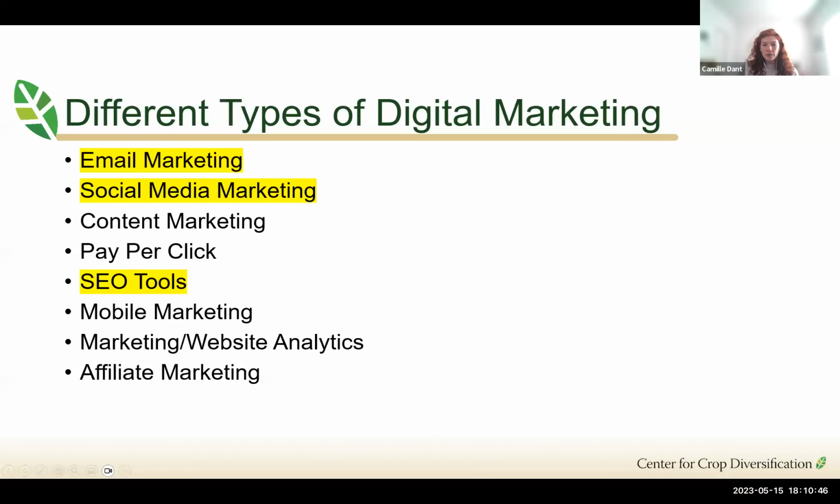So, just some different types of digital marketing. Some of them you may have heard of, some of them you might not have. You have email marketing, social media marketing, content marketing, pay-per-click, SEO tools, mobile marketing, marketing/website analytics, affiliate marketing, kind of thinking of influencers in that regard. But I highlighted email, social media, and SEO because those are the ones that we will be talking about today that generally have more interest in having a little bit more content on.